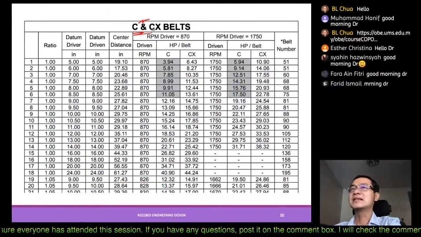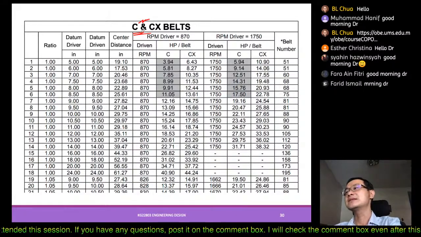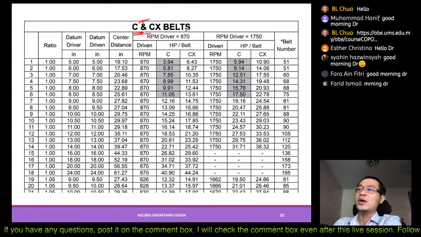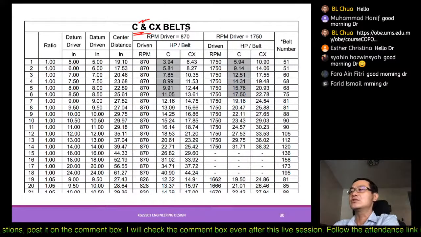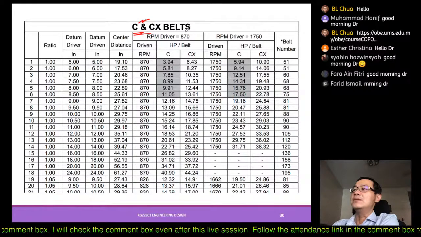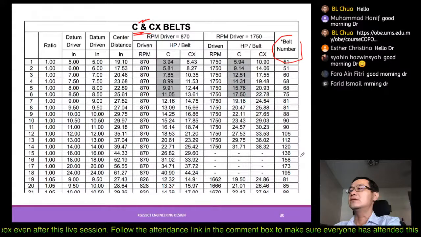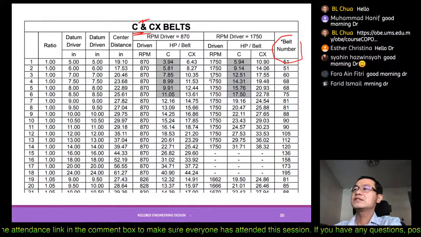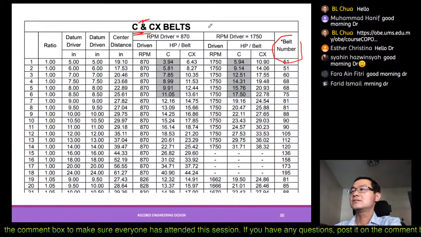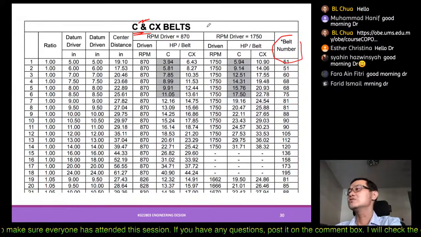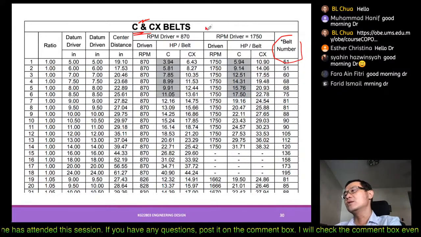Okay, what is the belt? Type is C, but then which one of C? You will see there is a belt number, right? So you can see here there is a belt number. So let's say now your speed is, just now it was 2005. Okay, let's say now we change.